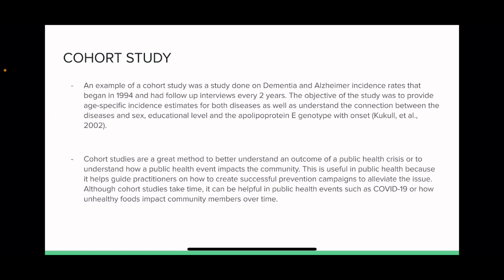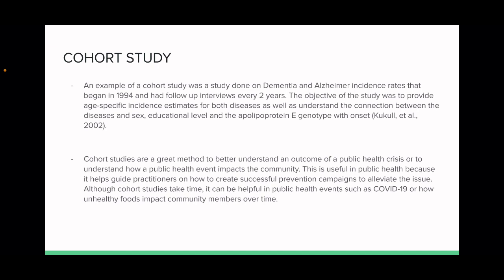An example of a cohort study was a study done on dementia and Alzheimer incidence rates that began in 1994 and had follow-up interviews every 2 years. The objective of the study was to provide age-specific incidence estimates for both diseases, as well as understand the connection between the diseases and the categories of sex, education level, and the apolipoprotein E genotype with onset.